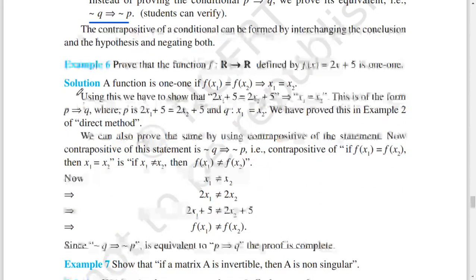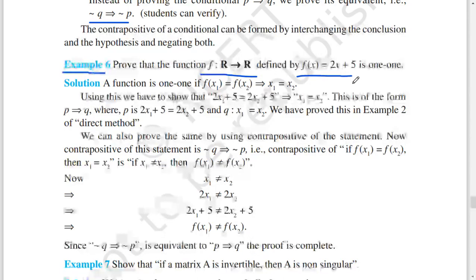Example 6. Prove that the function f from R to R, defined by f(x) = 2x + 5, is one-one. Solution: a function is one-one if f(x1) = f(x2) implies x1 = x2. Using this, we have to show that 2x1 + 5 = 2x2 + 5 implies x1 = x2.